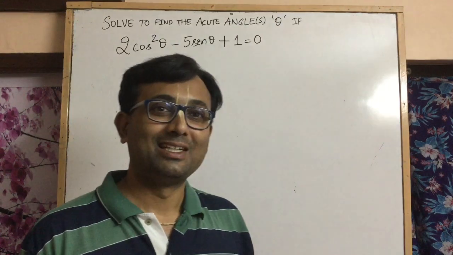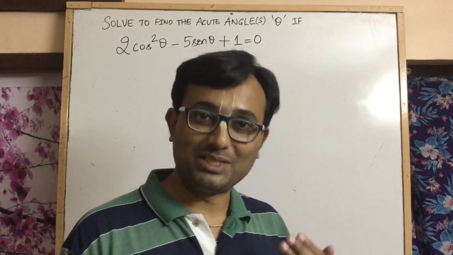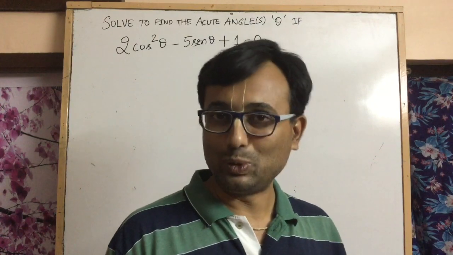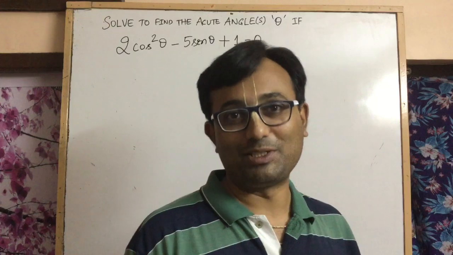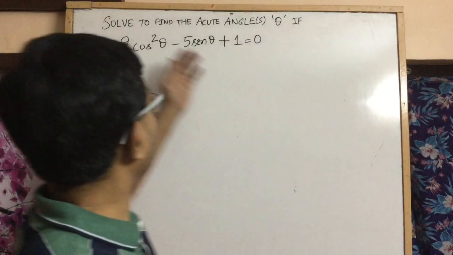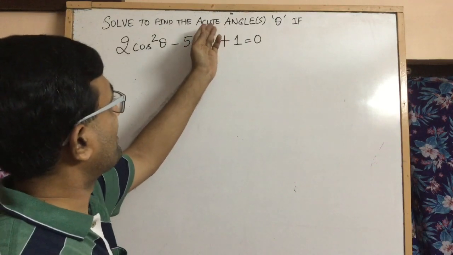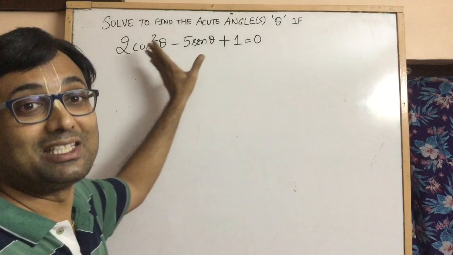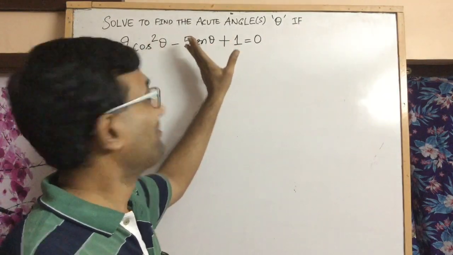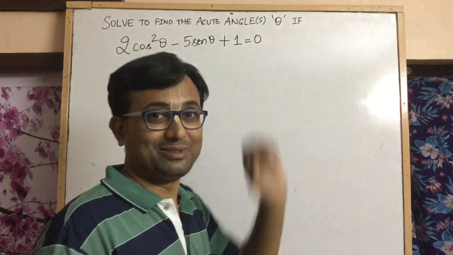Hello viewers, today I'd like you to look at another miscellaneous equation which can be reduced to a quadratic equation. This time we're going to involve trigonometry. This is the question we have to solve: to find the acute angles theta which satisfy this equation, that is 2 times cos squared theta minus 5 times sin theta plus 1 is equal to 0.